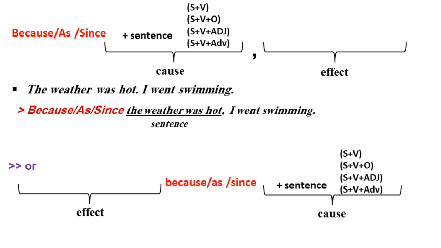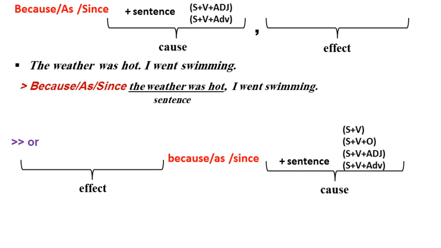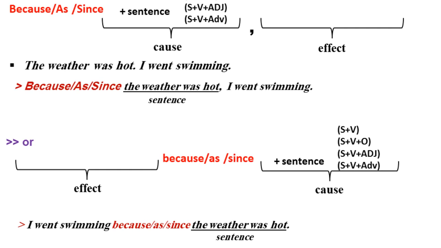We can also use because, as, and since in the middle of a sentence. And when they are used in the middle of a sentence, they must be preceded by the effect and followed by the cause. And the cause, again, must be a sentence. Let us say an example. I went swimming because, as, since the weather was hot. Look at because, as, and since. Before them, there is no comma.